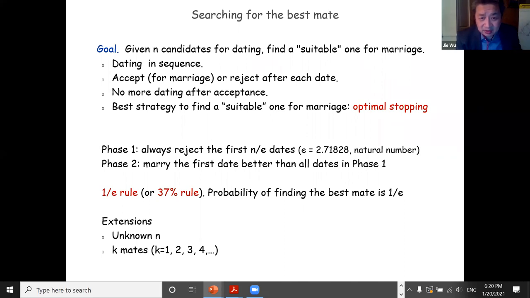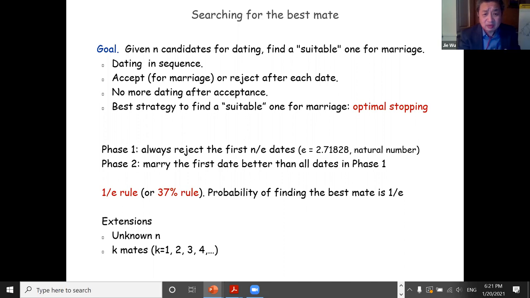You always reject, but you gain experience. So what does gain experience mean? It really means you remember. Suppose each person has some kind of numerical number. Again, I'm oversimplifying, just like a team. So at the first stage, you remember all the people you date, their maximum value. That's the maximum value, meaning the best one so far.